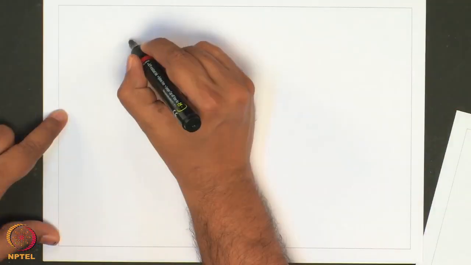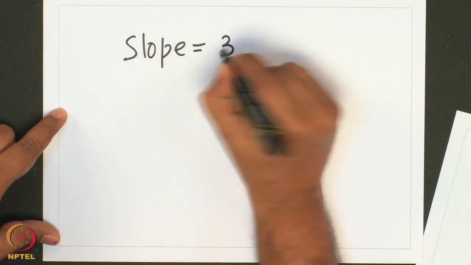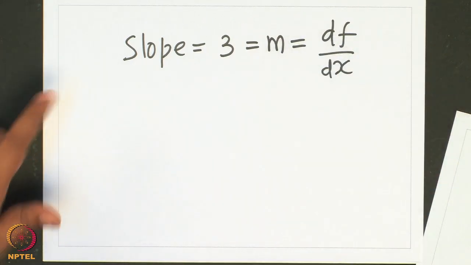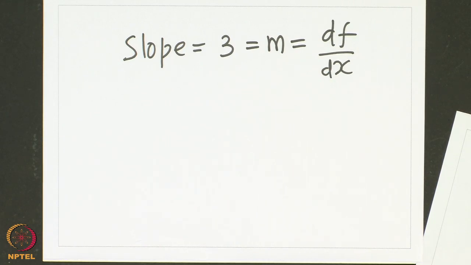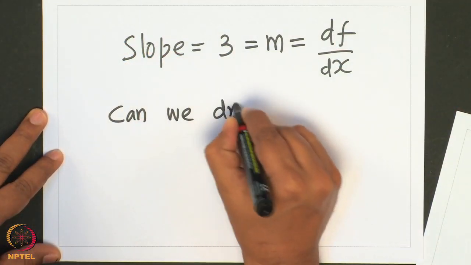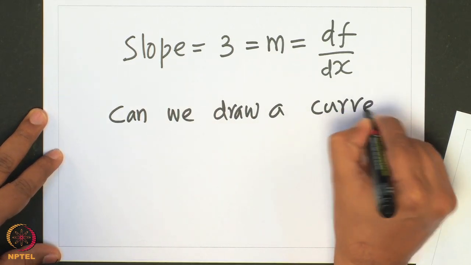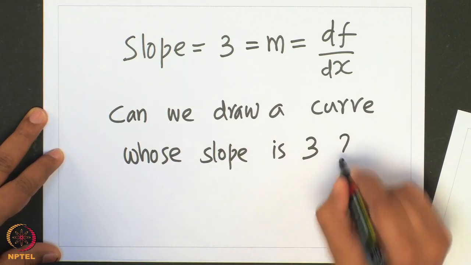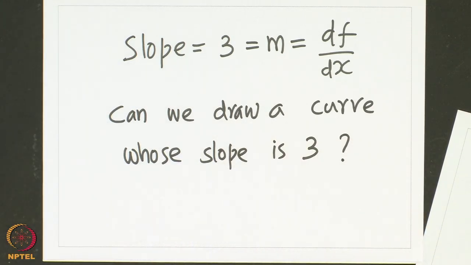So, let us think about this a little bit from whatever we know so far. Let us think of some curve. Let us say we know the slope, and we want to draw a function. Let us say the slope is equal to 3, that is, this is m, which is also called df by dx. So, we know the slope, which is a constant, which is 3. Now, the question is, can we draw a curve whose slope is 3?